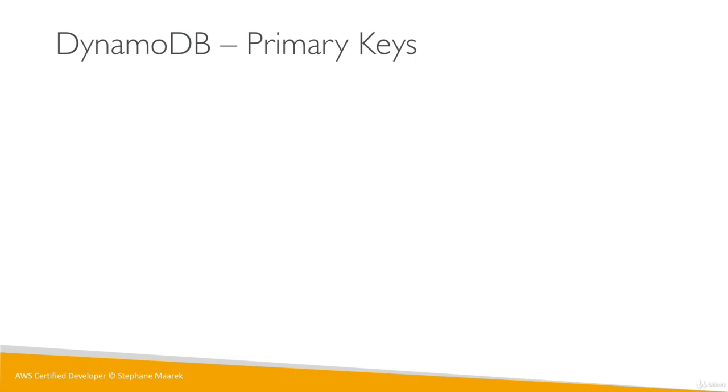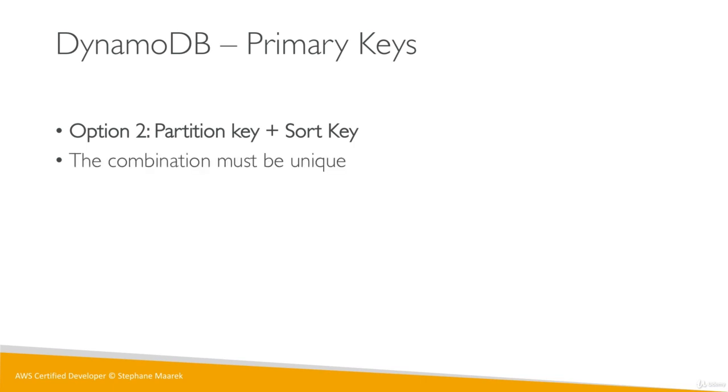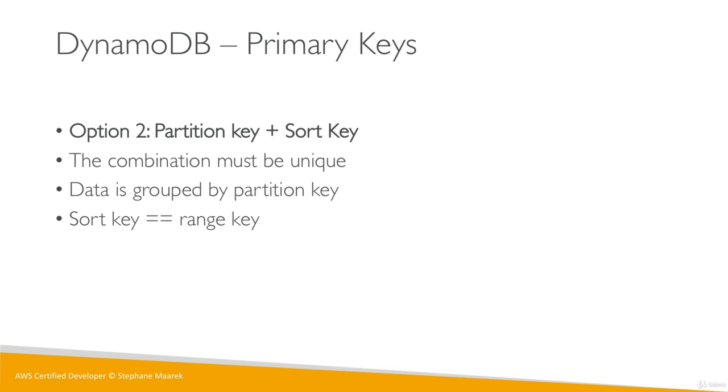Option 2 is what makes it more DynamoDB specific, which is that your primary key can be a combination of a partition key and a sort key. The combination of the partition key and the sort key must be unique. This is why it's called a primary key. But the data is going to be grouped physically by DynamoDB under a partition key. So all the data sharing the same partition key will be together, and then it will be sorted by the sort key. Sort key is also called range key. This is going to allow you to do some very efficient queries.